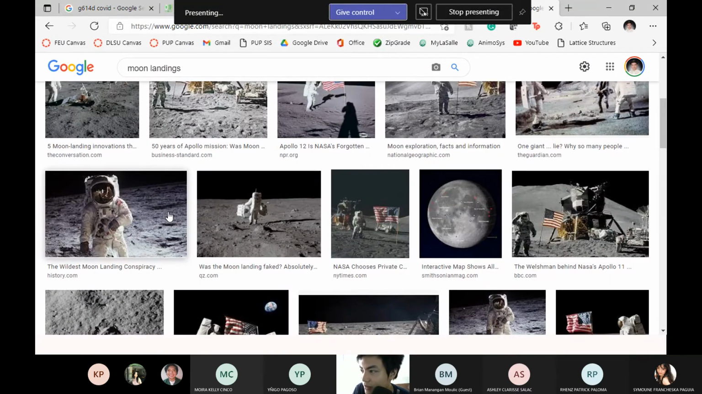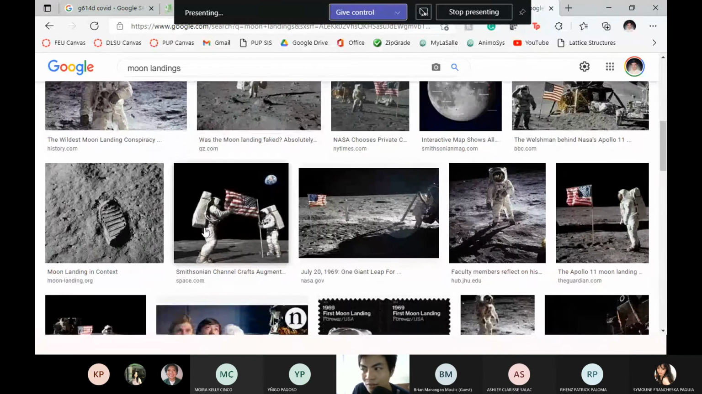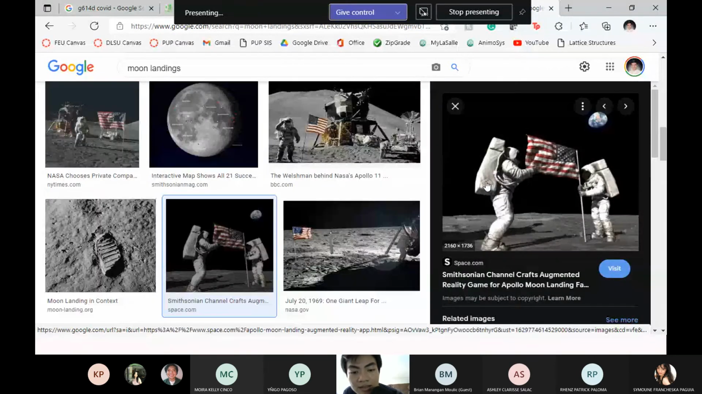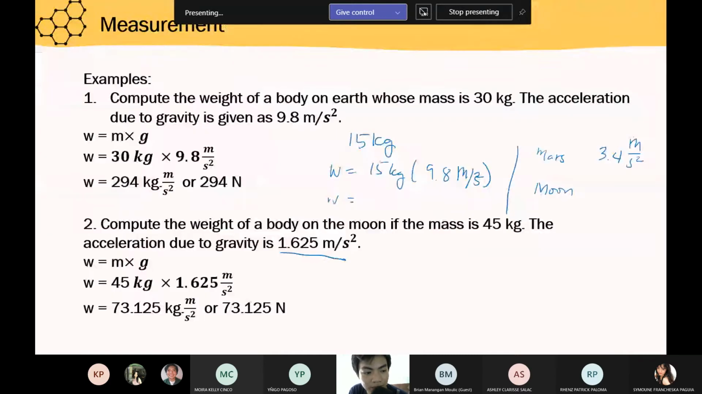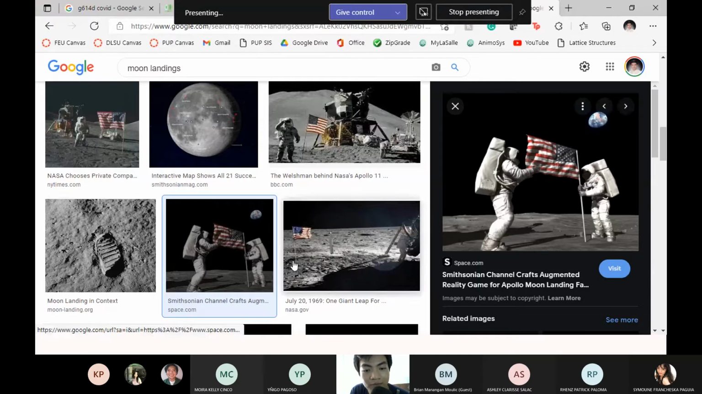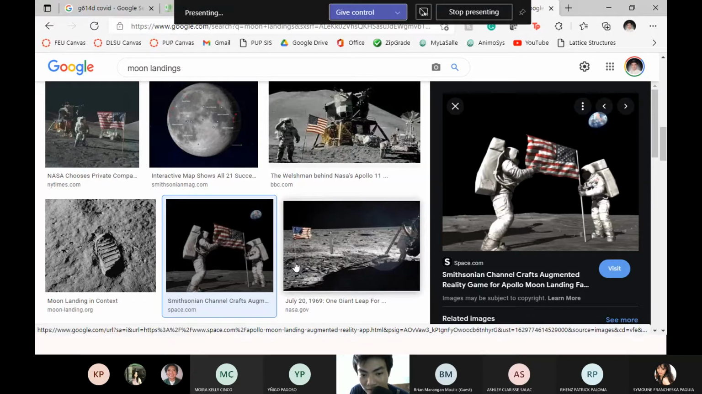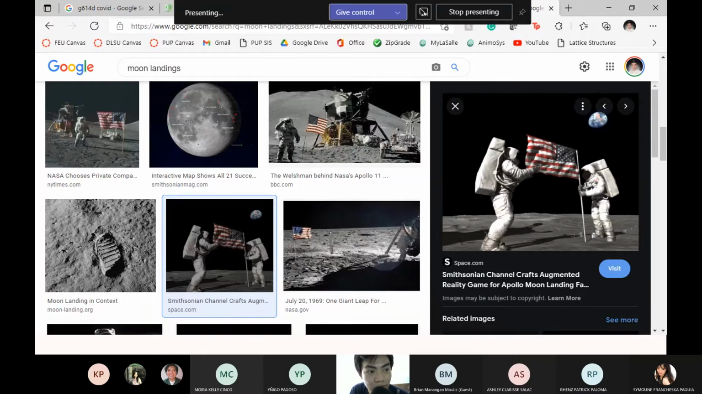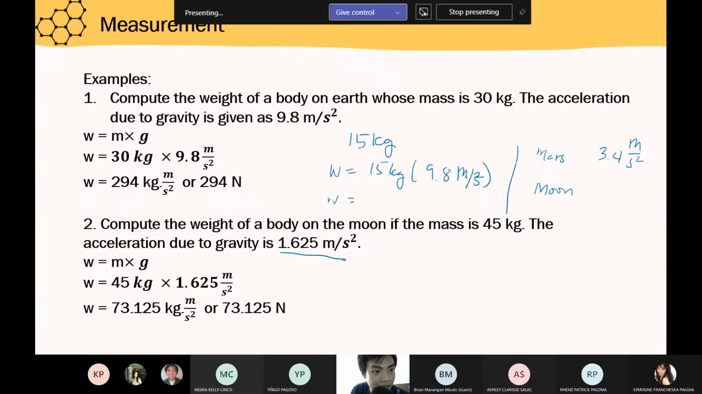For example, itong suot ng astronaut na to, it actually weighs around 60 to 100 kilograms. Pero bakit pagdating sa moon parang effortless daw? What they don't understand is yung concept ng weight. They still have the same mass. However, in the moon, mas mababa yung weight niya kasi nga the gravitation constant is lower in the moon than on Earth. Sa Earth, 9.8 meters per second squared, ito yung gravitation constant natin. Sa moon, 1.6 lang. Almost 1/10 yung bigat ng mga objects sa moon kaysa sa Earth.